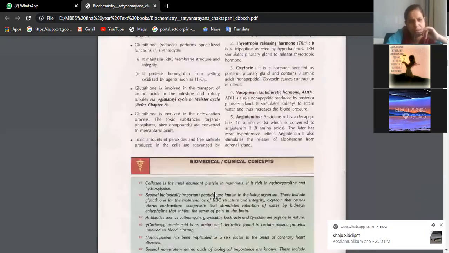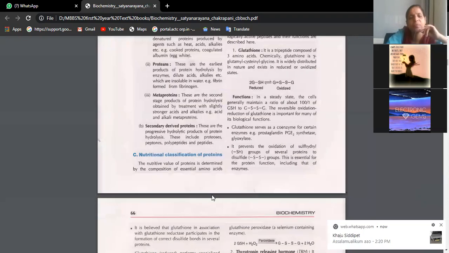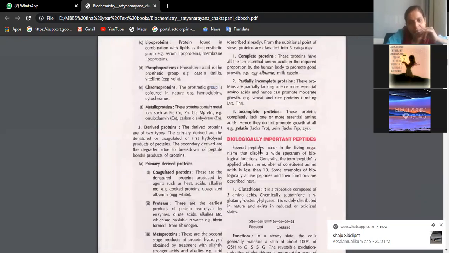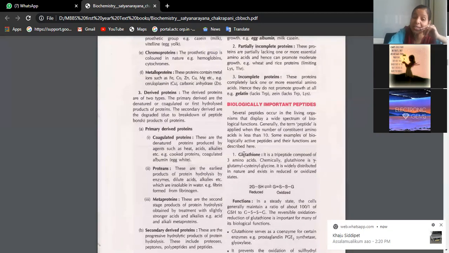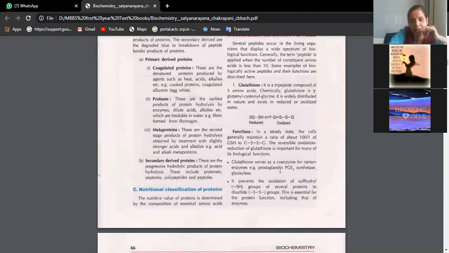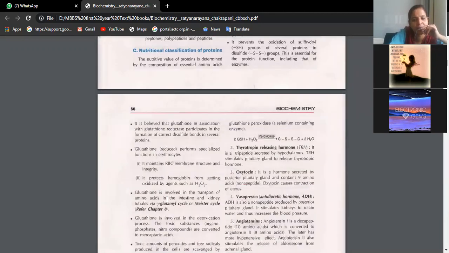Proteins chapter, the last topic, yes, this one, biologically active peptides. See, polypeptide usually we will see in protein. If the amino acid length is less than 10 amino acids, then you call it biologically important. Like just now we were talking about glycine metabolism. I told you glutathione is produced from glycine. There I told you glutathione is very important. It acts as a coenzyme for certain enzymes like prostaglandin synthase, glyoxalase.